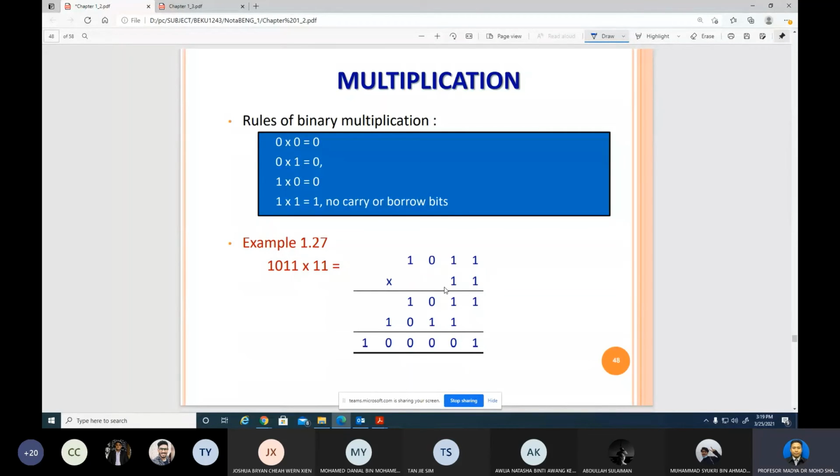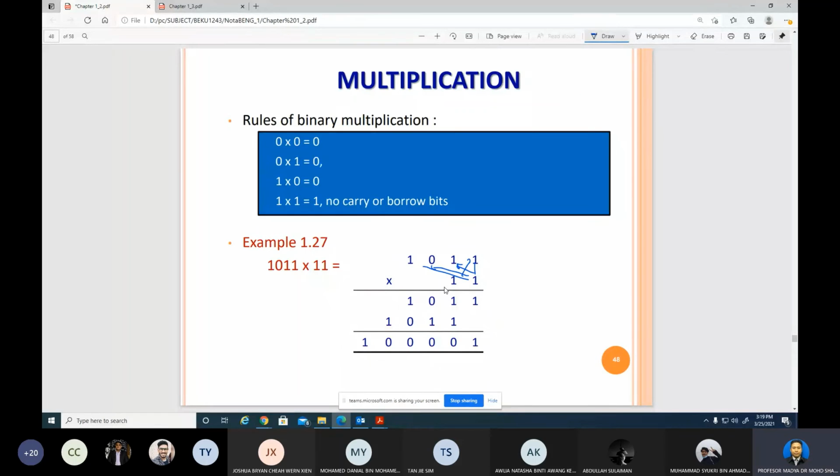So that's just the difference between addition and subtraction. You just multiply. For example, 0111 multiplied by 11. First you multiply this part: multiply 1 by 1. The answer will be 1101. And then this part is the same, 1101.